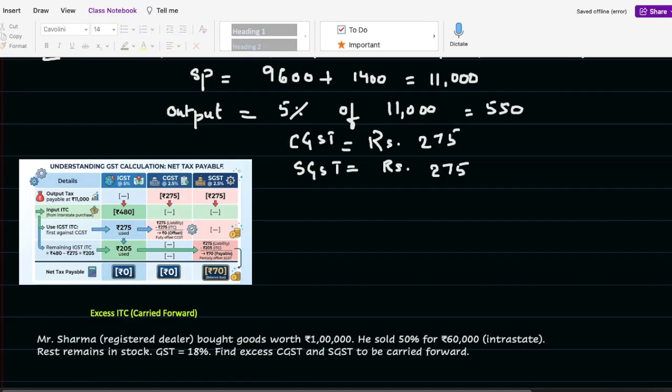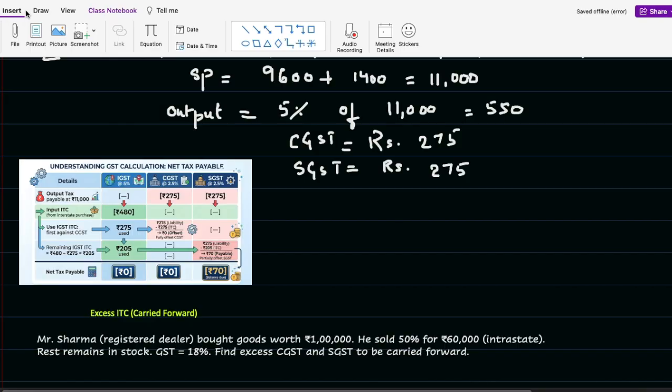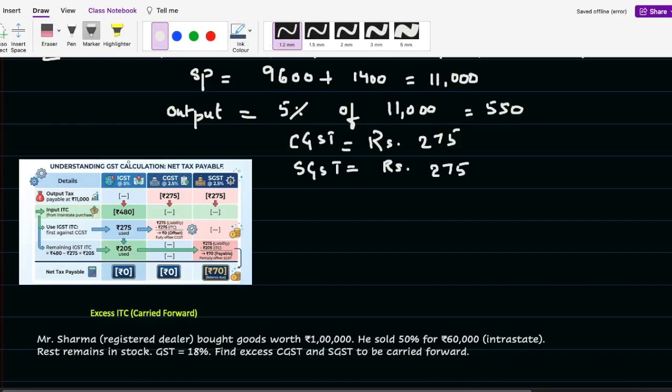Second. Why it is not getting? One second.